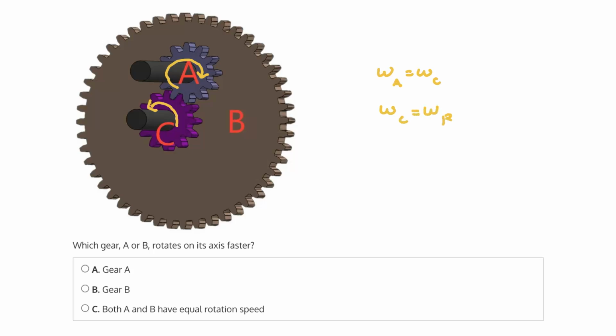speed of B. Now again, the question is, which gear, A or B, rotates faster on its axis? Well, they're all rotating at the same speed, which means that the correct answer is C. Both A and B have equal rotation speed.